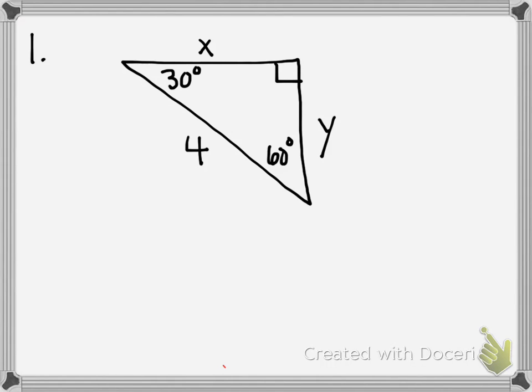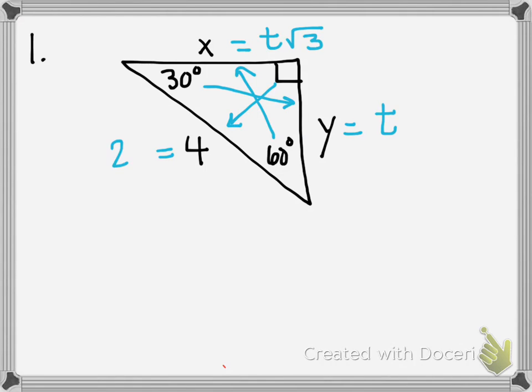Next, I'm going to use my shortcut for 30, 60, 90 triangles. We had said that opposite of the 30 degree, we're going to say that that's T. Opposite of 60 degrees is T square root of 3, and then opposite of 90 is 2T. Okay, so I'm just putting in my shortcut, and from there I'm going to figure out what side is going to help me find my T value.